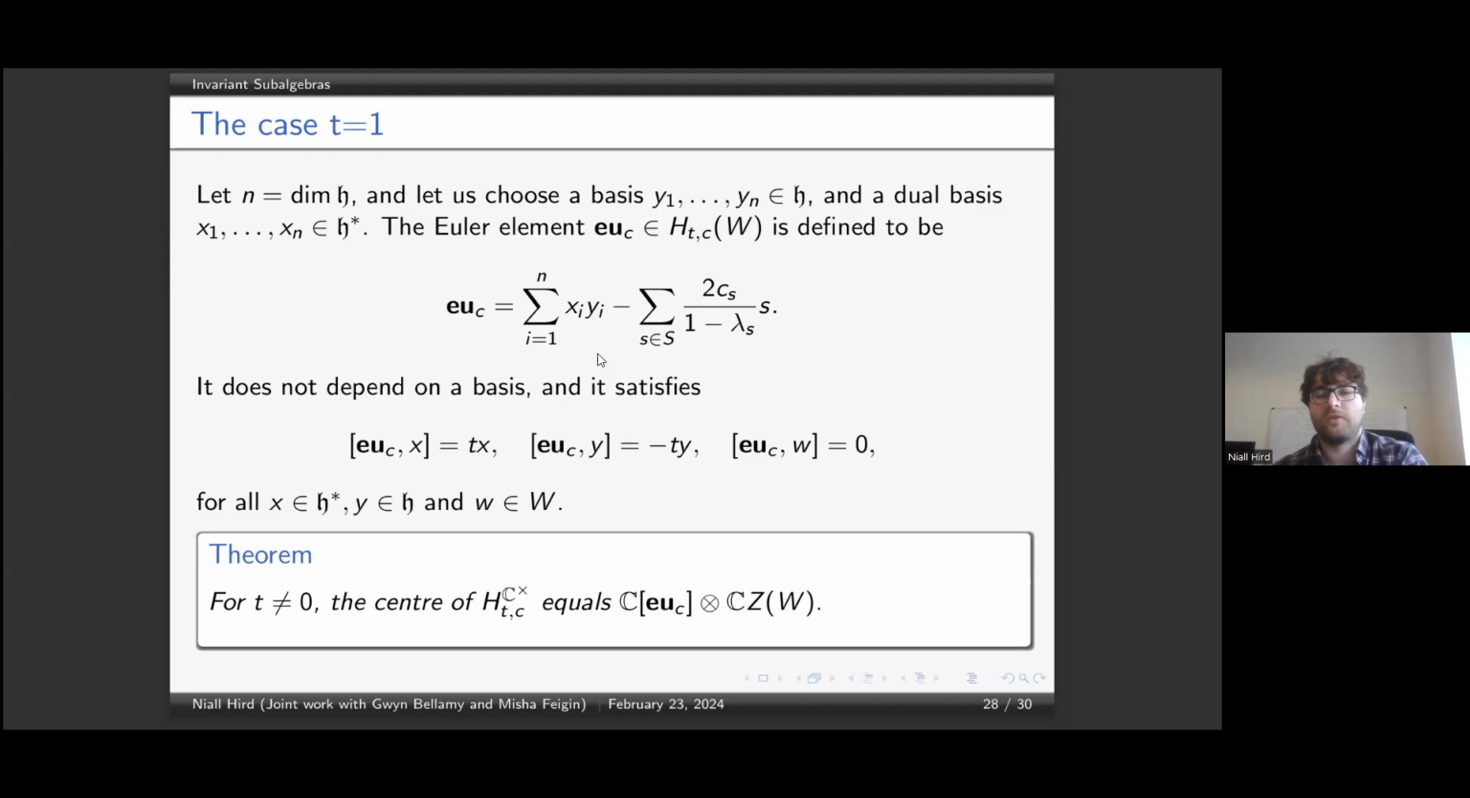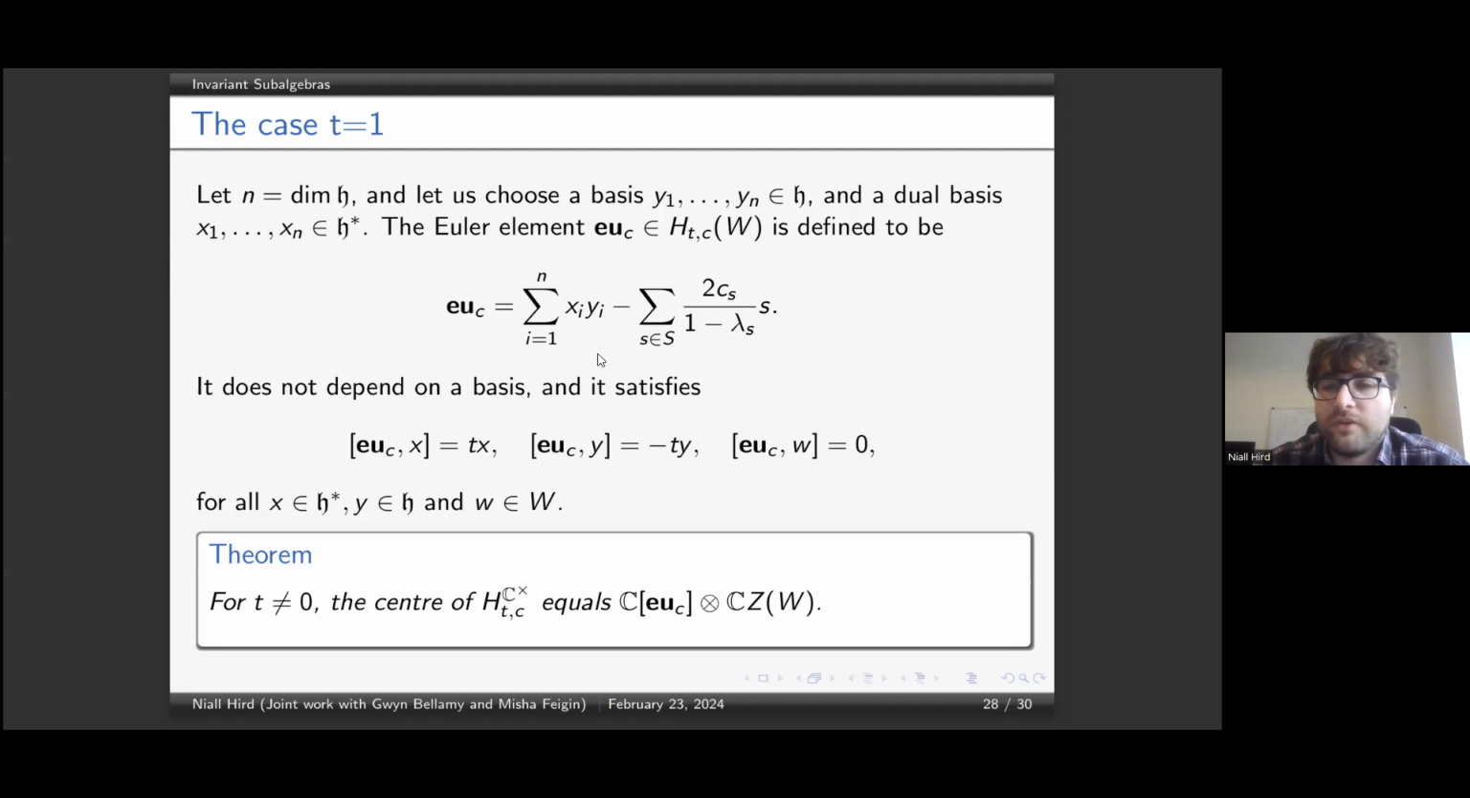So instead, what comes out is the Euler element. If you've got some basis y1 to yn inside h, and you've got your dual basis of it x1 to xn, then the Euler element is just defined to be this sum here minus another sum of reflection type things. So it doesn't depend on any basis. It satisfies these commutation relations.